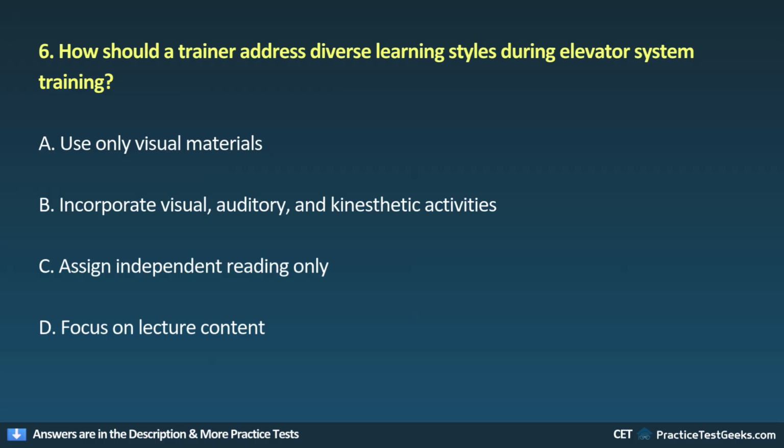6. How should a trainer address diverse learning styles during elevator system training? A. Use only visual materials. B. Incorporate visual, auditory, and kinesthetic activities. C. Assign independent reading only. D. Focus on lecture content.